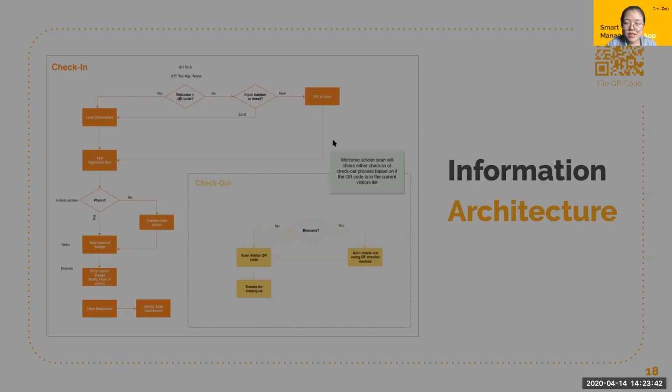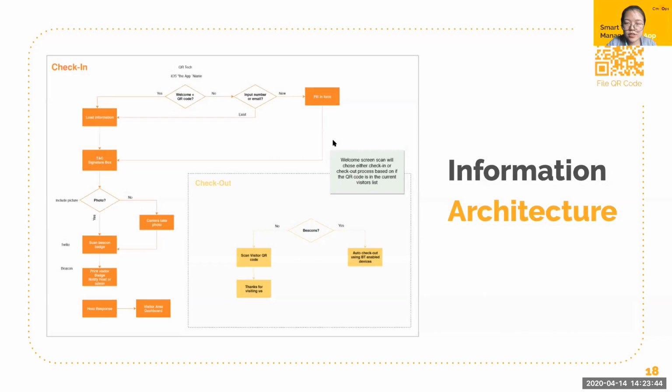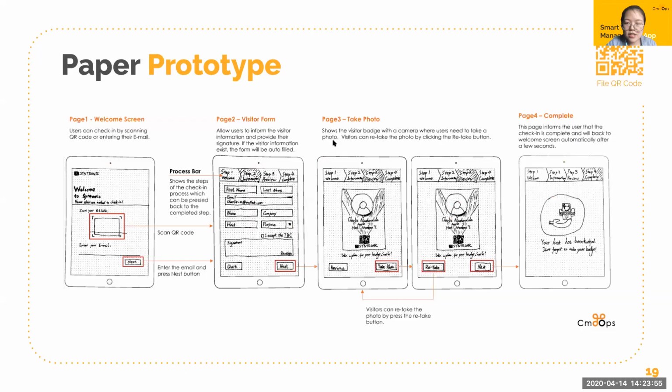So based on the task of each scenario, we create an information architecture, which includes both check-in and checkout process. This IA lets us develop navigation pattern of this app. So after we did brainstorming and generated one best solution, we create our paper prototype.